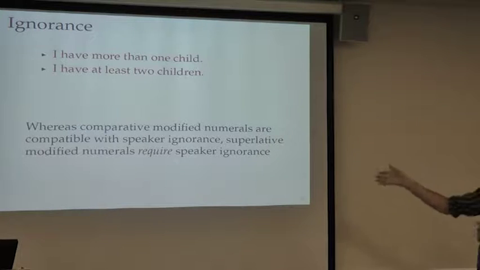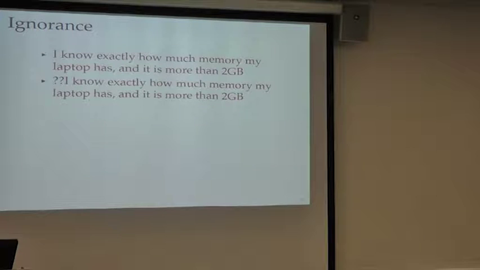So here's one way to describe this, and this is to use the term ignorance. Comparative modified numerals, so more than, fewer than, less than, are compatible with speaker ignorance. But superlative modified numerals really require it. Of course, you could say I have more than one child if you don't know how many children you have. But if you say I have at least two children, you really need to not know how many children you have. You need to be ignorant about these things.